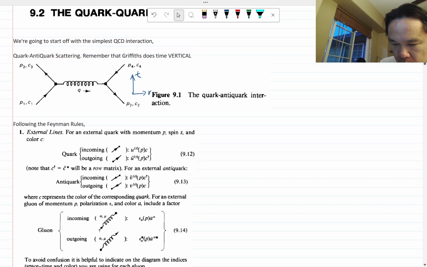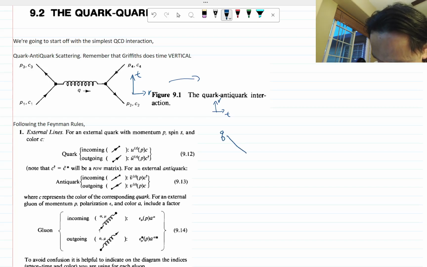What we're going to do is rotate this little diagram so that time goes horizontal and then space goes vertical, right? So this is a quark anti-quark scattering, meaning you have a quark coming in, quark number one, right? And then it exchanges a gluon with another quark, right? Let's call this quark one, quark two, and this will have some momentum P1, P2, right? And this also has some color one, color two.